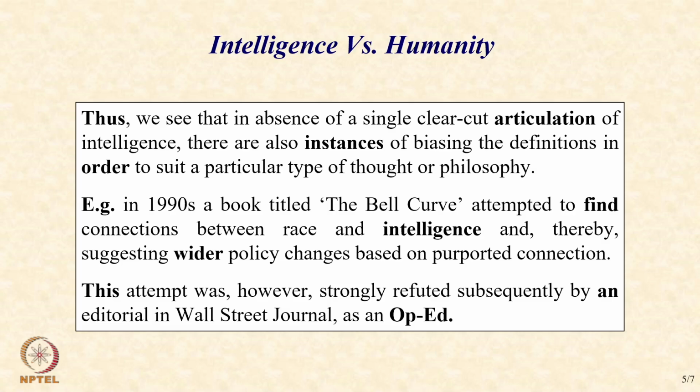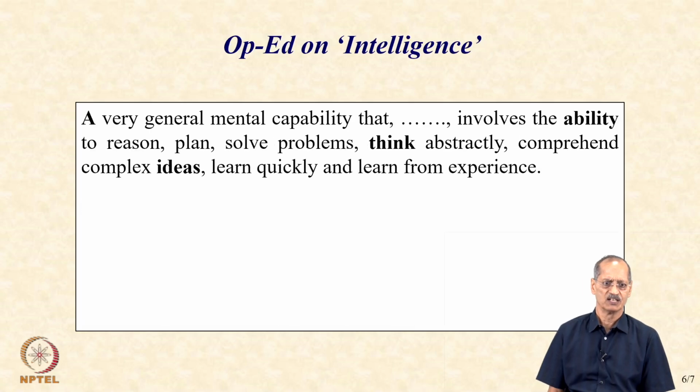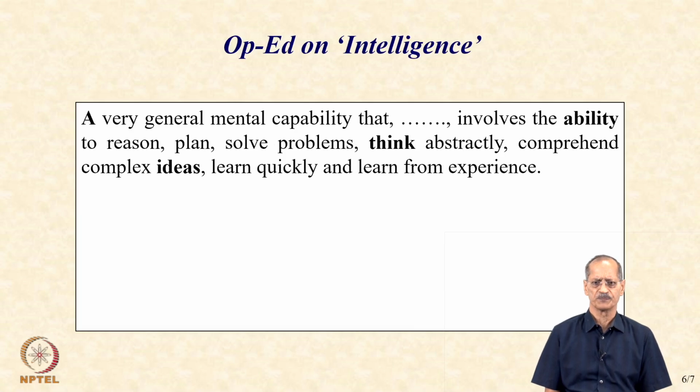So, I just want to give you an extract of that op-ed on intelligence. It said that intelligence is a very general mental capability that involves the ability to reason, plan, solve problems, think abstractly, comprehend complex ideas, learn quickly and learn from experience. All of that put together is what we call intelligence. So, there is no connection between any race and intelligence. It is just an ability to reason, plan, solve problems, think abstractly, comprehend complex ideas, learn quickly and learn from experience.